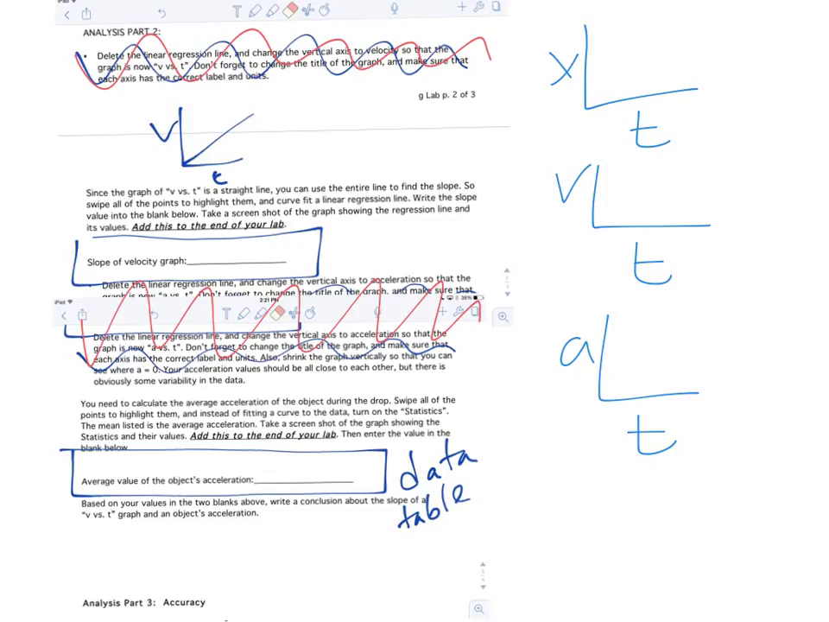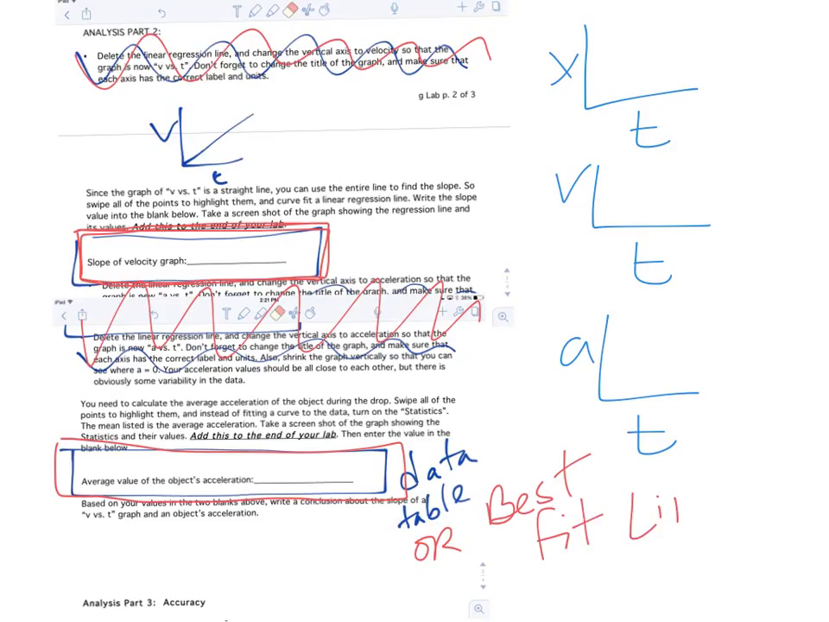So basically for the second part of the analysis, we are looking for the slope of the velocity graph and the average value of the object's acceleration. For the acceleration part, you could use the data table, or you can look at the best fit line data on your graph. Either way is just fine.